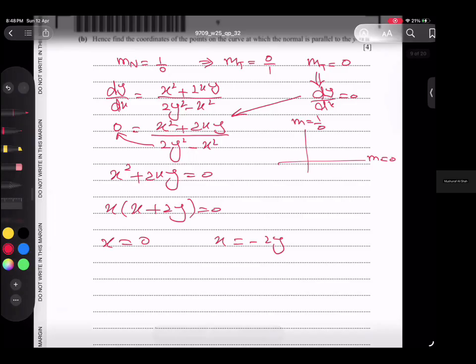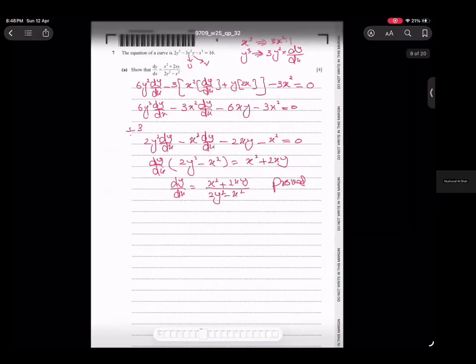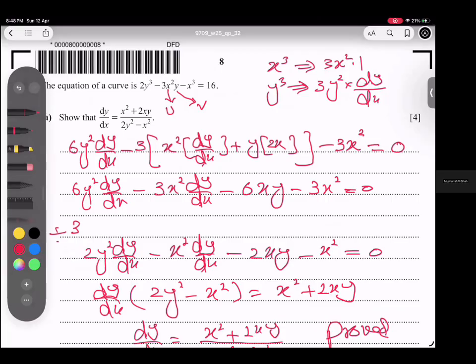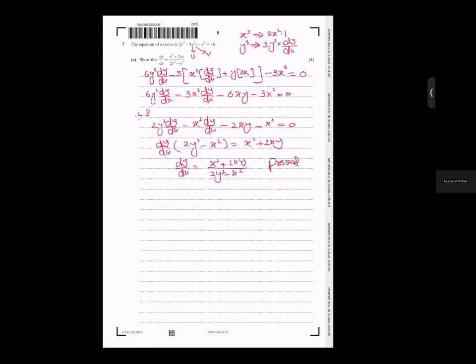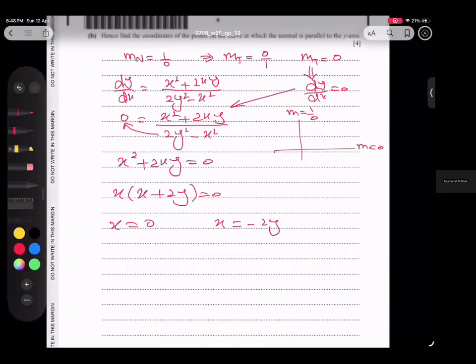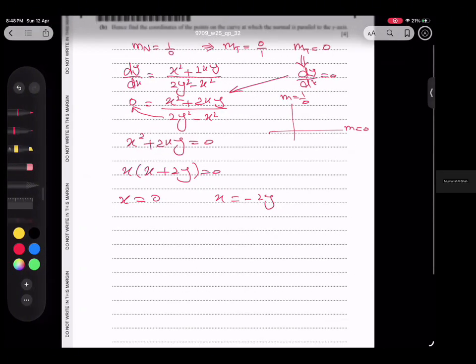What is the possibility? First of all, we need the top equation for this purpose. And what is the top equation, students? 2y cube minus 3x squared y minus x cube equals 16. This equation I need on the next page, otherwise I can't solve the question. So cut from here and bring it on the other page. Okay, I'm pasting it in two places, here and here, because I got two answers.